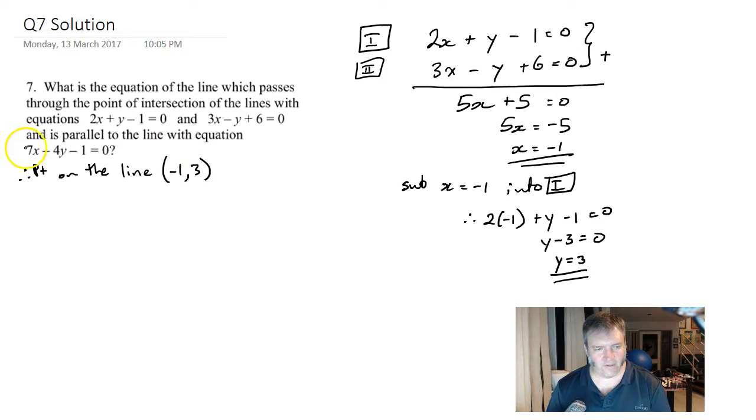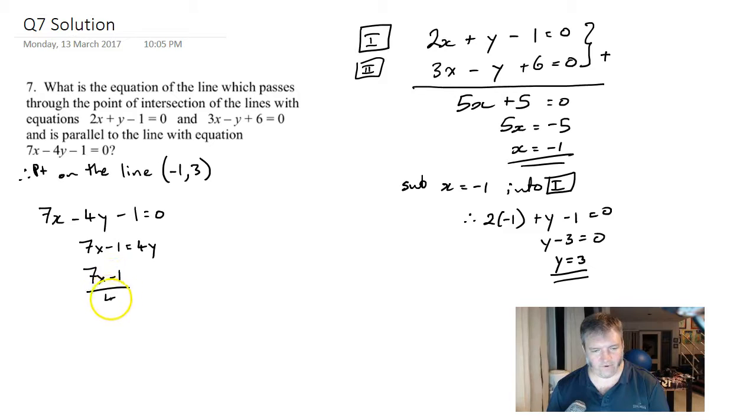Secondly, it's going to be parallel to the line with this equation, 7x - 4y - 1 = 0. How do I get the gradient of that line? Because if it's parallel, then it's going to have the same gradient, isn't it? Well, we just rearrange it into y = mx + c. Add 4y to each side. 7x - 1 = 4y. Divide by 4. 7x - 1 all over 4. I could write them separately or together, doesn't really matter. That is equal to y. Therefore, the gradient of this line is 7 over 4, and the gradient of the line that's parallel to it will be the same.